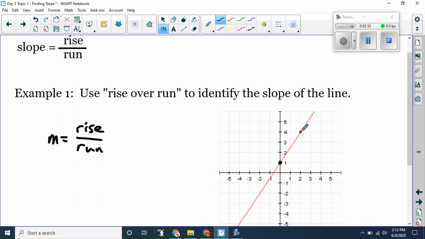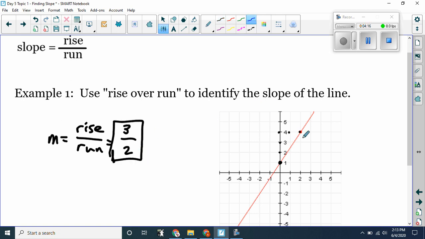So as I go from this point to this point, our rise is how much it goes up or how much it goes down. If we go up, it's going to have a positive rise, and if we go down, it's going to have a negative rise. So to get from this point to this point, I go up 1, 2, 3 units. So my rise is 3. And my run, things that run go side to side. If I go to the right, it has a positive run. If I go to the left, it has a negative run. I go right 1, 2 units. My slope is 3 over 2.